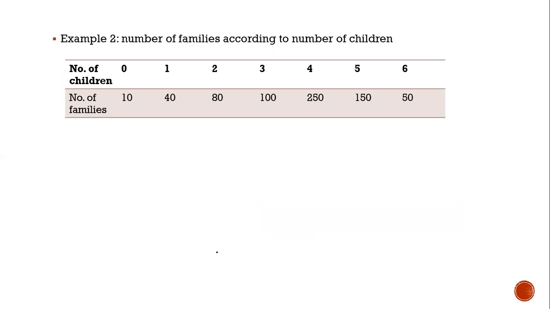See, one more example I have given you. Number of families according to the number of children. Families with 0 children are 10 families. 40 families have one child. 80 families have two children. 100 families have 3 children. So you divide based on the quantity. That is called quantitative classification. So did you understand the types of classification, students?